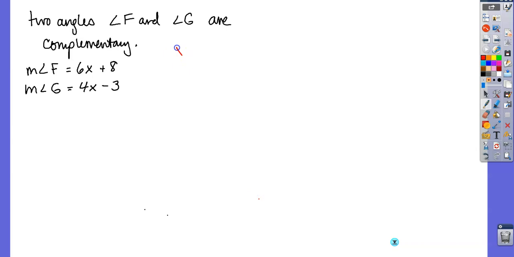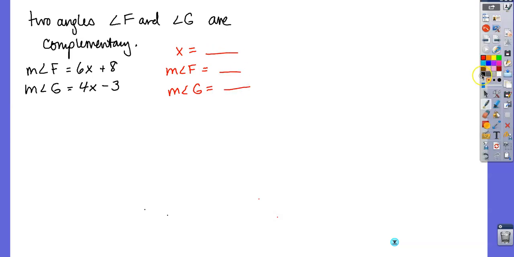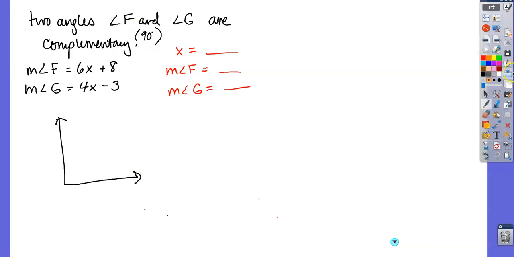Okay, let's say that I want x and I want the measure of both angles. So I want F and I want G. Well, what I know, if they're complementary, I know they add up to what? 90. Or you could also think of it as they form a right angle. So these two things are going to create a right angle. One of them is 6x plus 8. The other one is 4x minus 3.